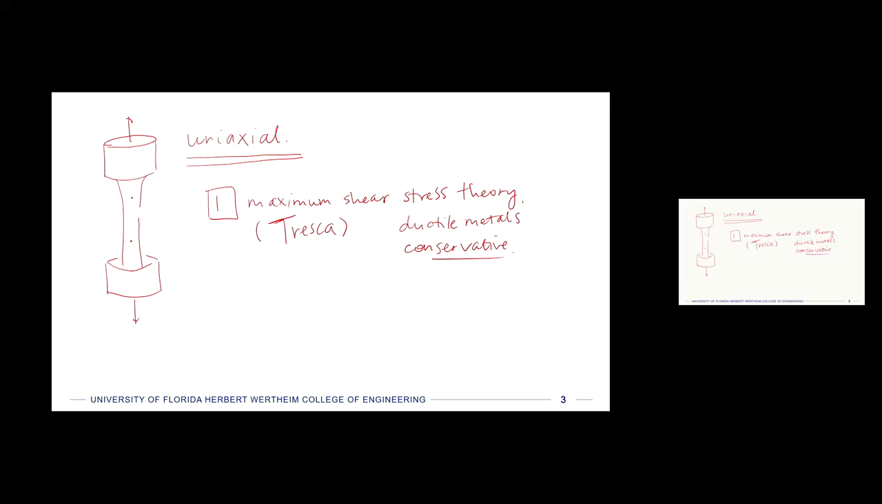So we're going to state the theory as follows. Yielding is predicted when maximum shear stress in a stress element, which I'm going to call tau max, exceeds the yield stress divided by 2. And we can call that a failure shear stress also.